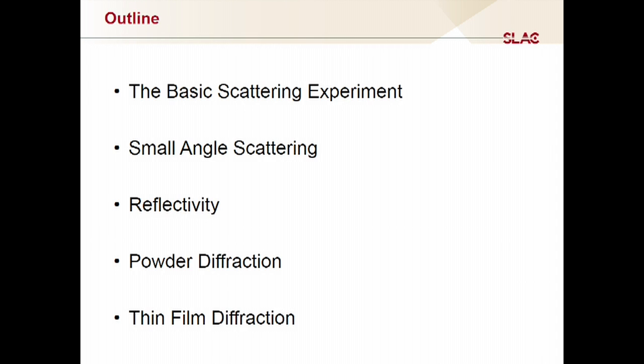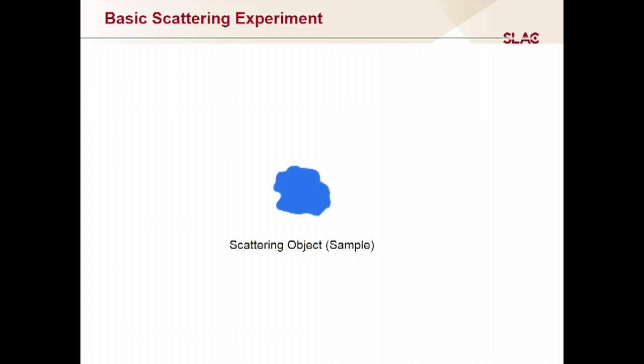So I'm going to go over very briefly the basic scattering experiment. This will look a lot like some of Lenson's stuff, but I'm not going to go into too much detail. Then I'm going to talk a little bit about small angle scattering, reflectivity, powder diffraction, and thin film diffraction.